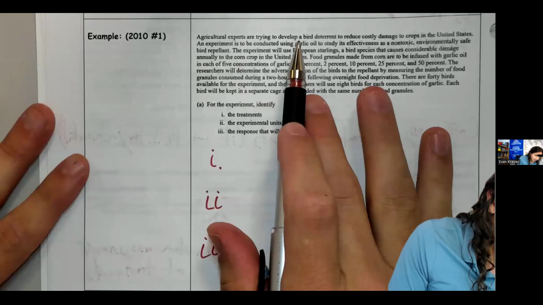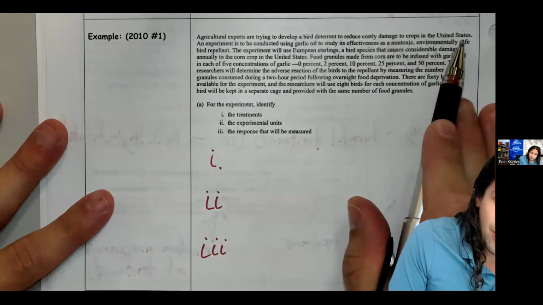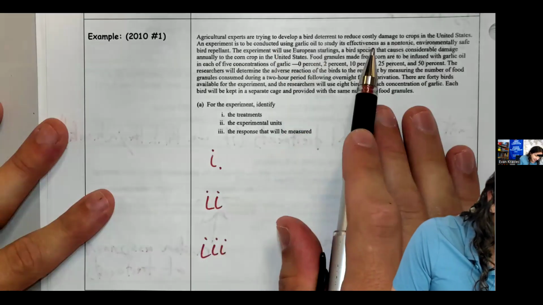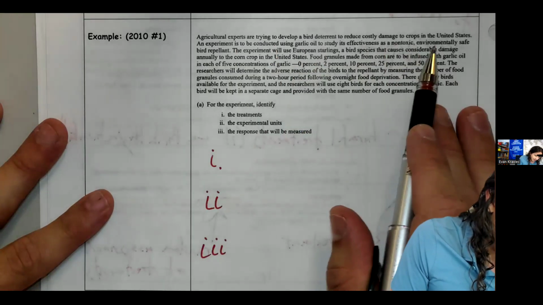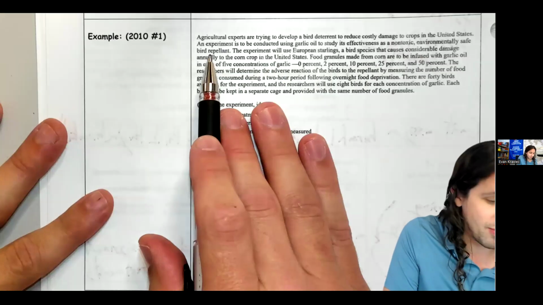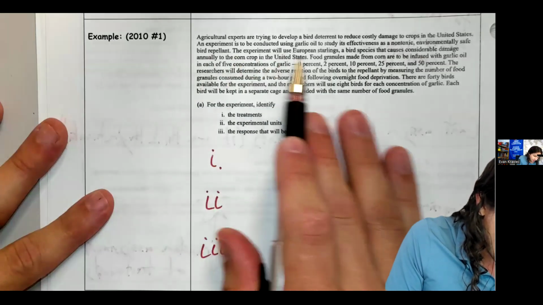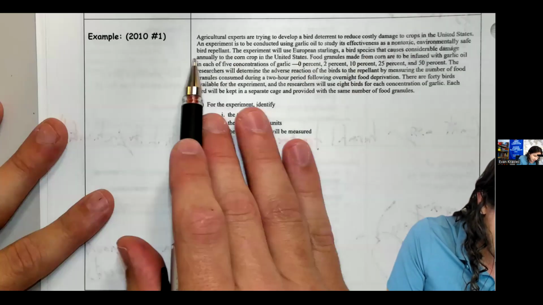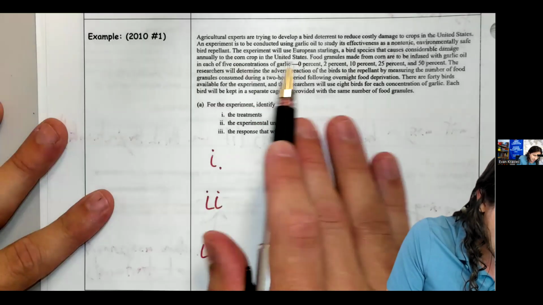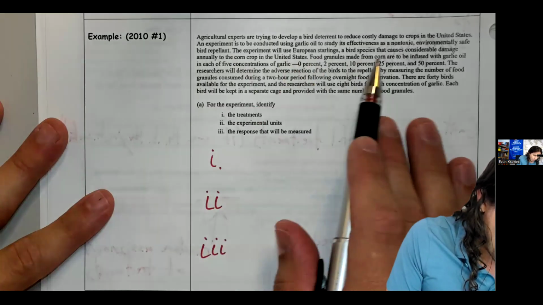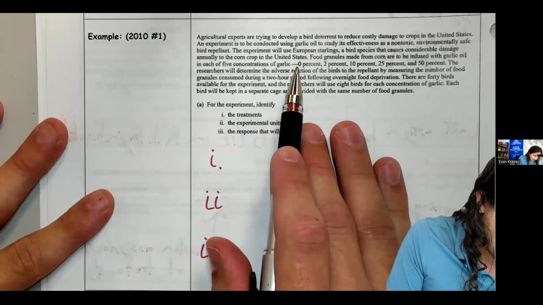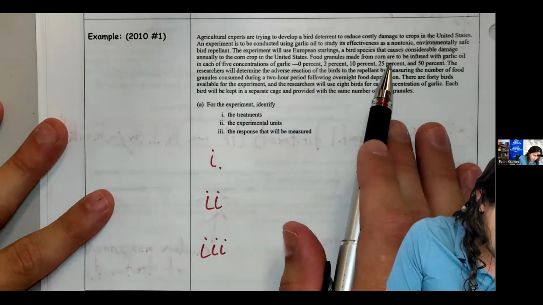Agricultural experts trying to develop a bird deterrent to reduce costly damage to crops. Great. Experiments to be conducted using garlic oil to study its effectiveness as a non-toxic, environmentally safe bird repellent. Okay, we're trying to keep the birds away. Experiment uses European starlings, a bird species that causes considerable damage to the corn crop in the U.S. Food granules made up of corn are to be infused with garlic oil at 5 concentrations of garlic. Okay. 0, 2, 10, 25, and 50.